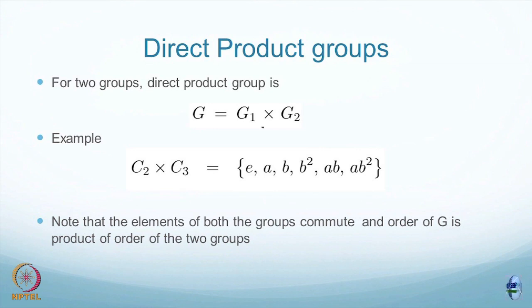Note that the elements of both the groups commute, and the order of G is the product of the orders of the groups constituting the direct product. So, this is why you call it a direct product group. You can continue this for products of 3 groups and so on, to build up a group of a higher order this way.